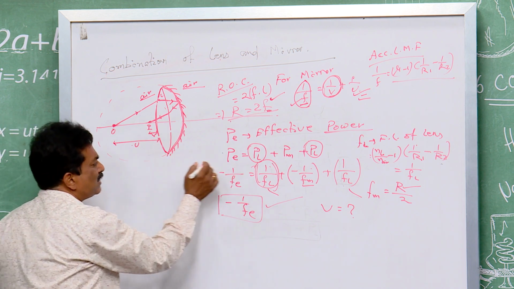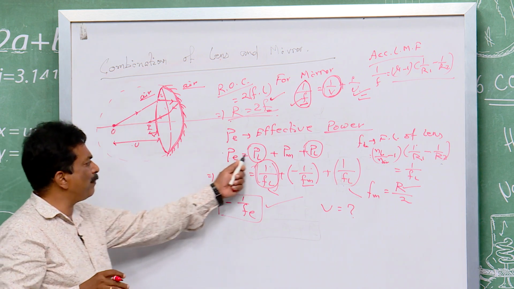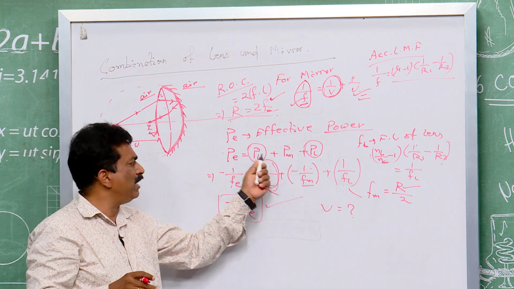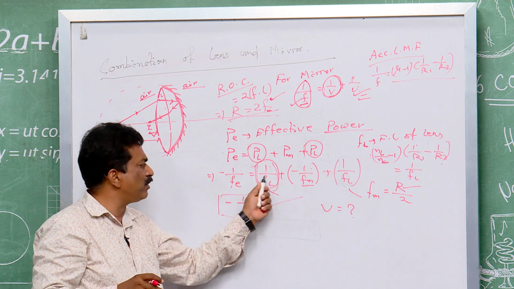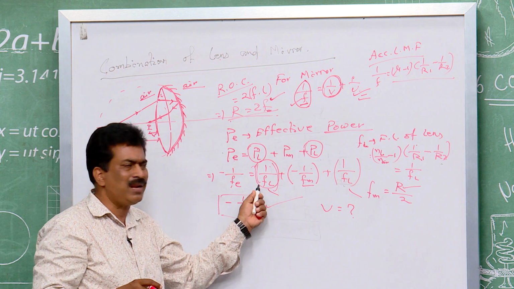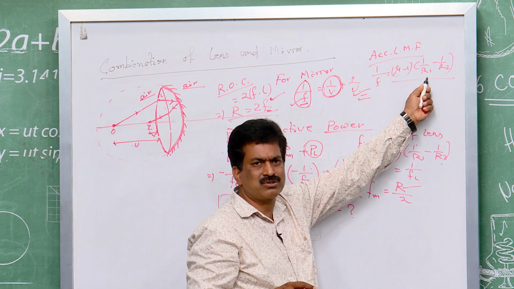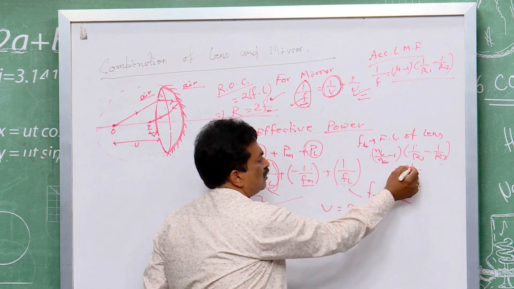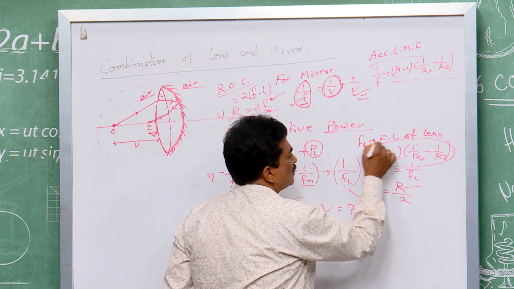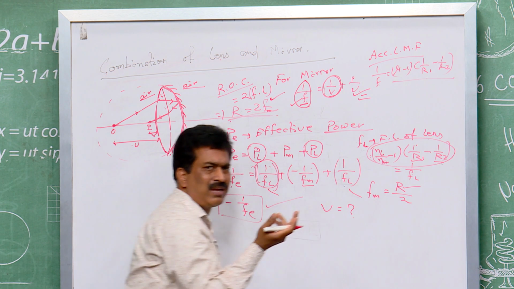So, the first thing is you have to find its effective power. The effective power formula is equal to this one, in which PL is this, PM is this, and PL is this. By putting the values of FL, according to the lens maker's formula, 1 by F is equal to this much. So, 1 by FL will be this much. You have to substitute the R1, R2 values, NL and NIR.